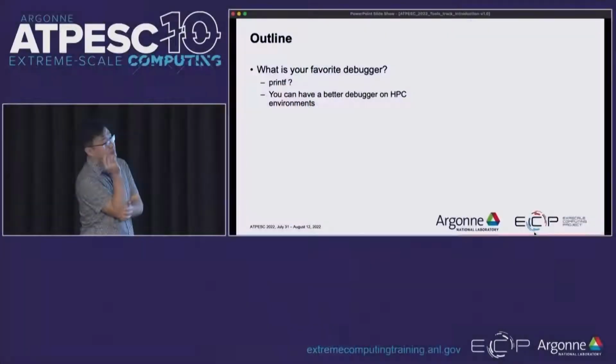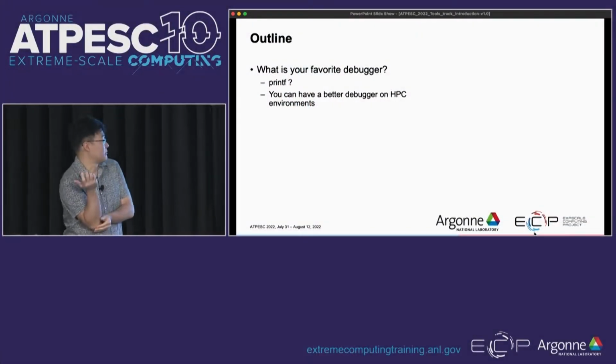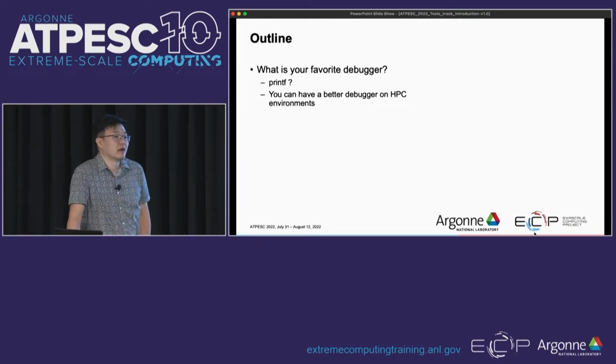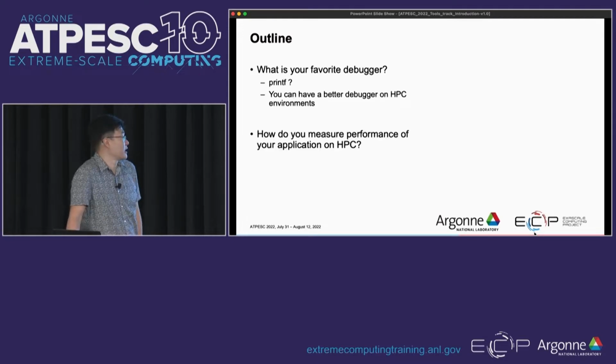So if you're running your application with a lot of compute nodes, there is some delay to get the printf statement, right? So you may not get the correct result from the print statement, or sometimes you may need to see more information, right? More in-depth information. So for this case, you can use a better debugger on HPC environment. So we are going to have several debuggers, which are popular on the HPC environment. So you can at least try, and then you may pick one of them for your application, okay?